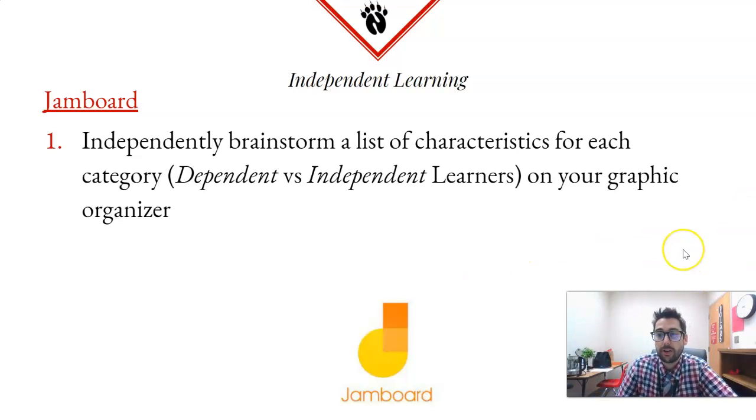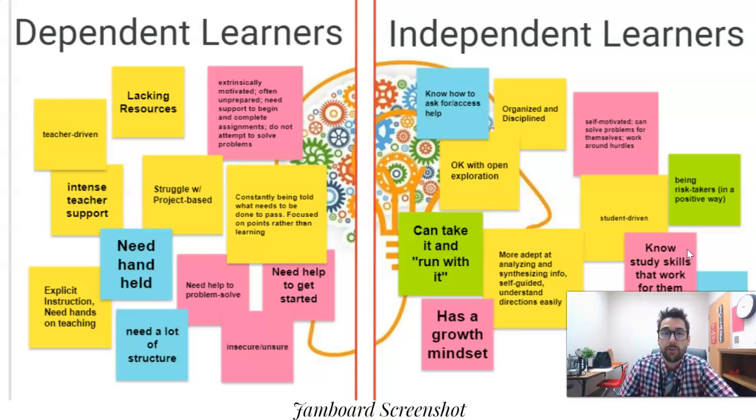I'll show you right now. So here we go. This is what everyone in the PD did. We used Jamboard. Jamboard's a great tool. I can talk to you more about it if you want to learn how it could work in your classroom. And there's also on our PD course a folder for Jamboard on how to get it all set up. But this is what our teachers identified as characteristics of dependent learners. So take a moment just to look through those.